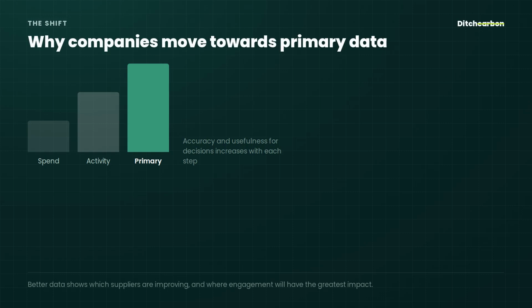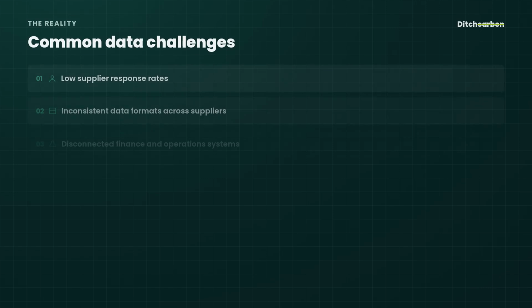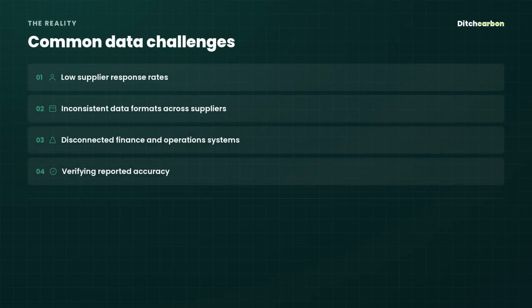As companies move from spend data to activity data to primary data, the accuracy and usefulness of that data for actual decisions increases at every step. Better data shows which suppliers are genuinely improving and where engagement is worth focusing. Of course, none of this is easy. The common challenges are low supplier response rates, inconsistent data formats between suppliers, finance and operations systems that don't talk to each other, and the ongoing challenge of verifying that reported data is accurate. If you're facing these problems right now, that's completely normal. It's not a reason to wait before you start measuring, because here's the payoff.